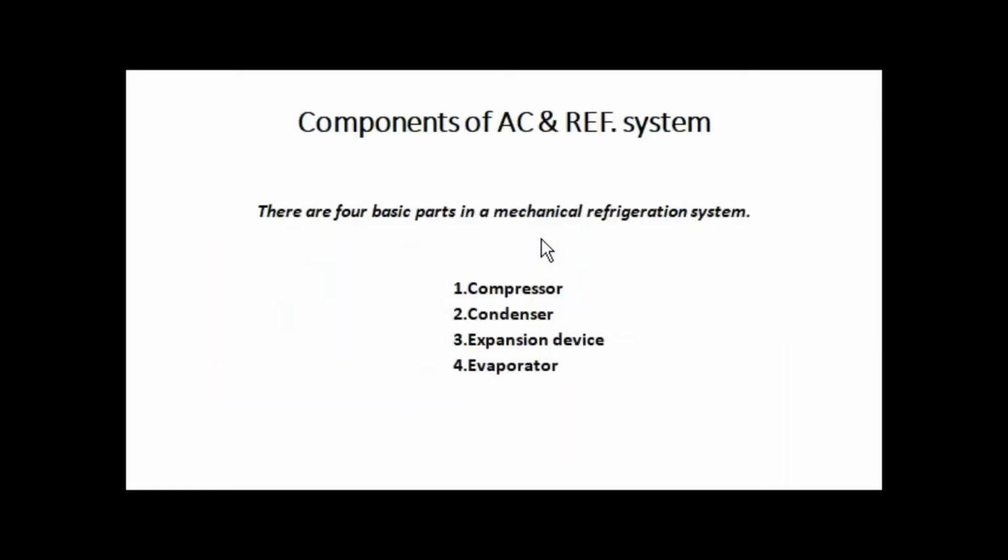Starting from the main components of an air conditioning and refrigeration system, basically we have four basic parts. There are four basic parts in the mechanical refrigeration system. The main ones we have are the compressor, condenser, expansion device and evaporator. These are the main ones. If you have these four, you can have a refrigerator.